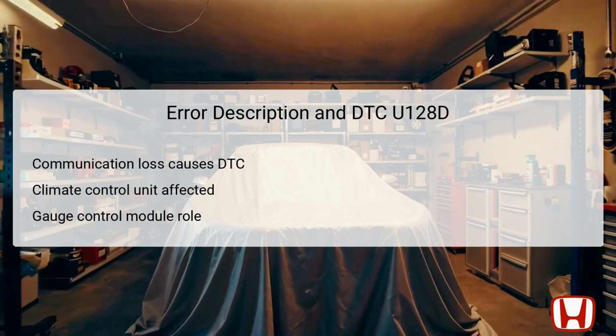The gauge control module is primarily responsible for collecting and processing data points from various vehicle sensors and relaying that information to the driver through gauges on the dashboard. Both components play pivotal roles in the overall vehicle function, and their effective communication is integral for the smooth operation of climate control features. The climate control unit is typically located in the dashboard area, while you can find the gauge control module behind or within the instrument cluster.